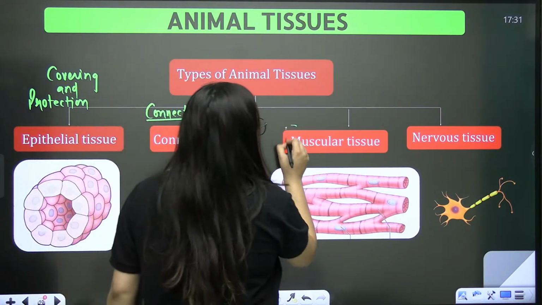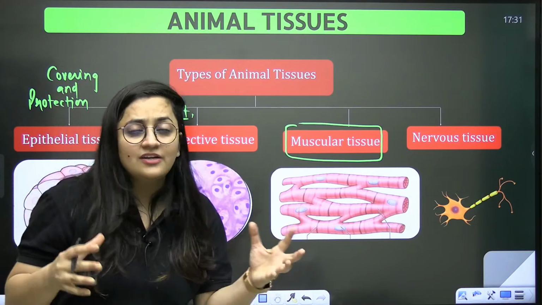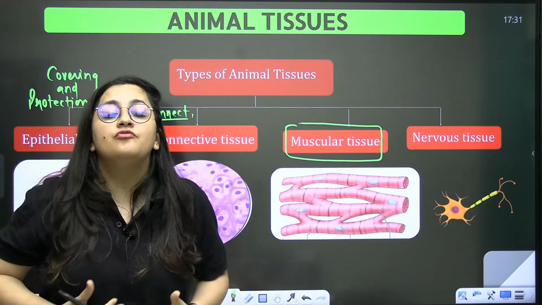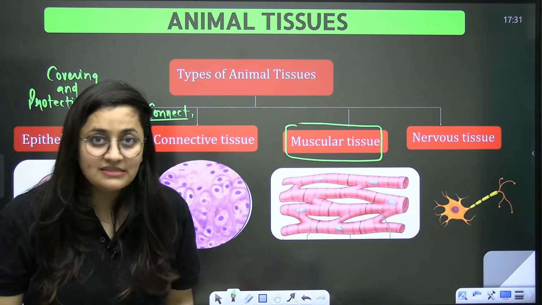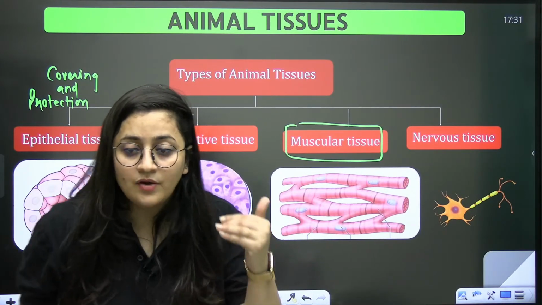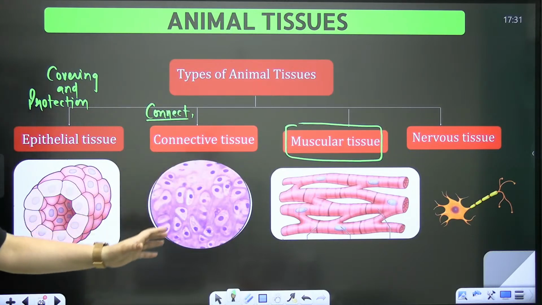Now, muscular tissue, muscles, very important. They are for movement as well. The contraction and relaxation of muscles is responsible for passing the food to our stomach as well. Isn't it? Nervous tissue, very important for coordination. It is the one which will send the message.